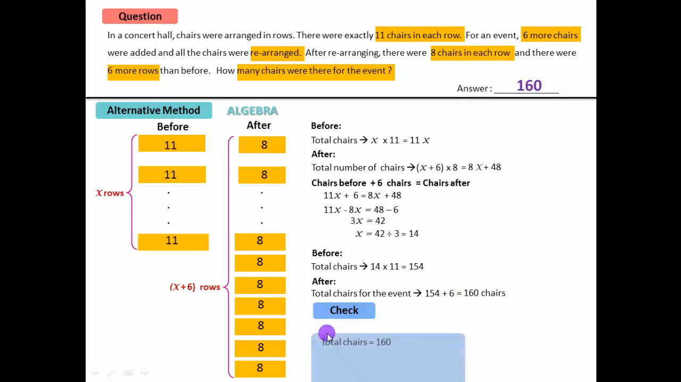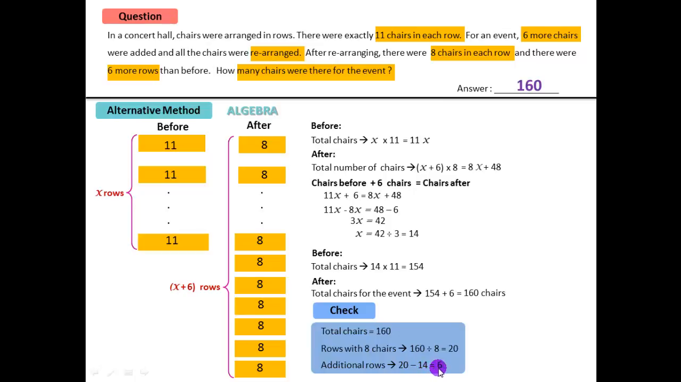To check this question, we know that the total number of chairs is 160. And the total number of rows with 8 chairs each would be 160 divided by 8, which gives us 20. So the number of additional rows that were there after adding the chairs and rearranging them would be 20 minus 14, which gives us 6. And this is mentioned in the question that there were 6 more rows. So our answer is correct.